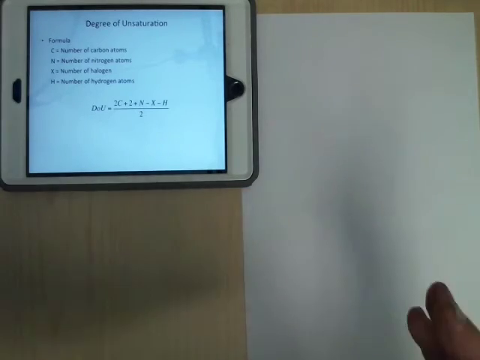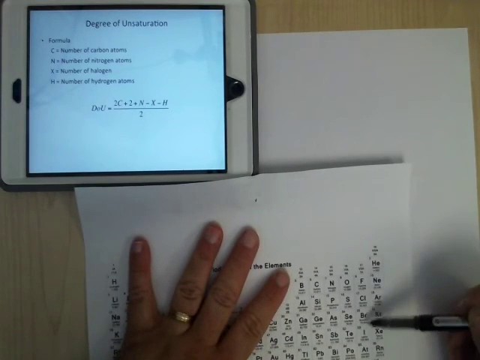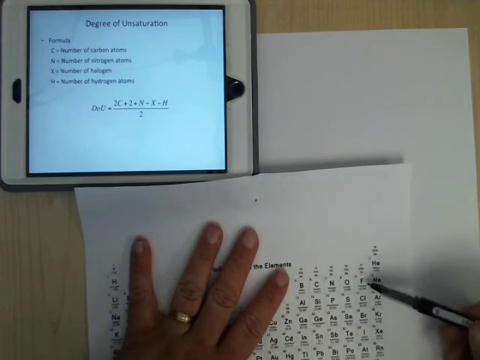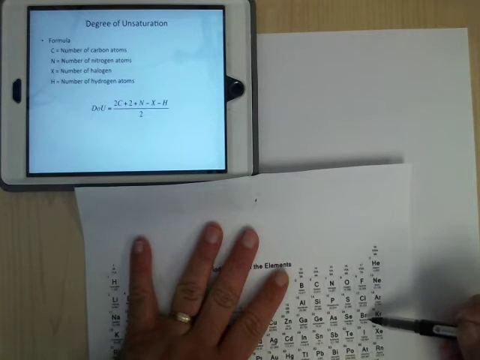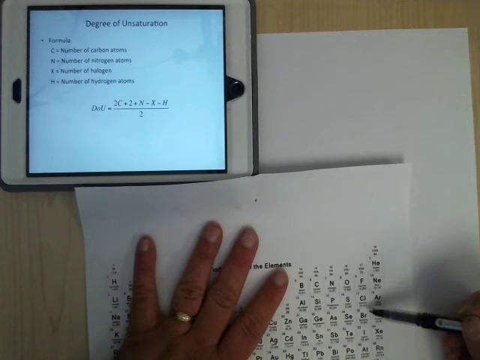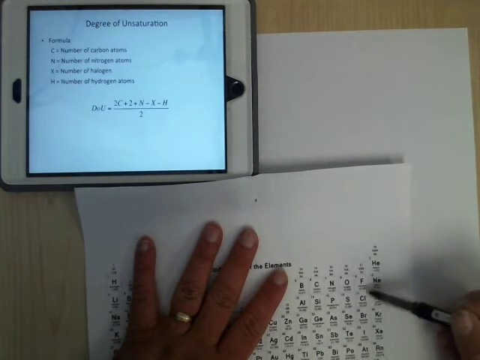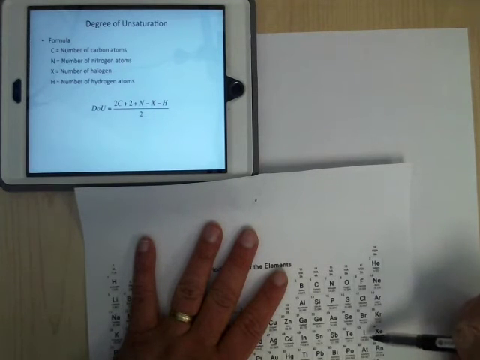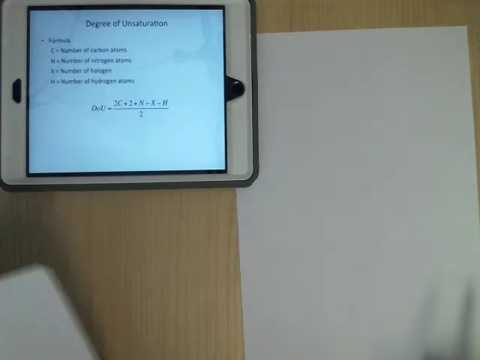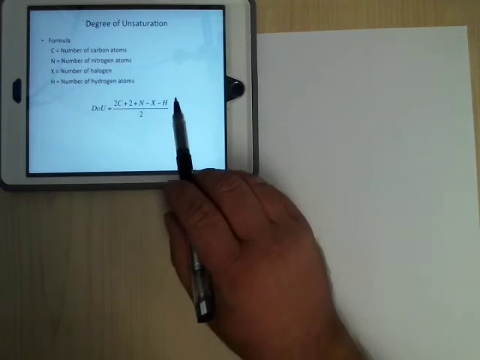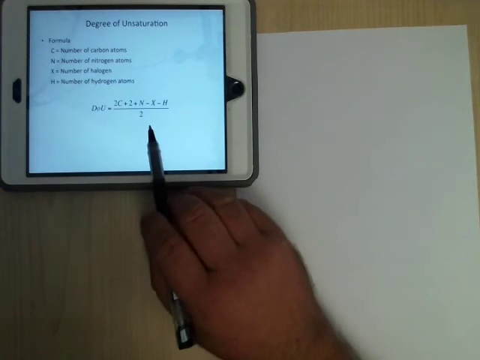So the halides all occupy this group here: fluorines, chlorines, bromines, iodines. If you have 2 fluorines, a chlorine, and a bromine, how many halides do you have? You have 4. It doesn't matter, they don't all have to be the same, but they all have to be in this row in the periodic table: fluorine, chlorine, bromine, iodine. Then minus the number of hydrogens, and you take that number and divide it by 2.